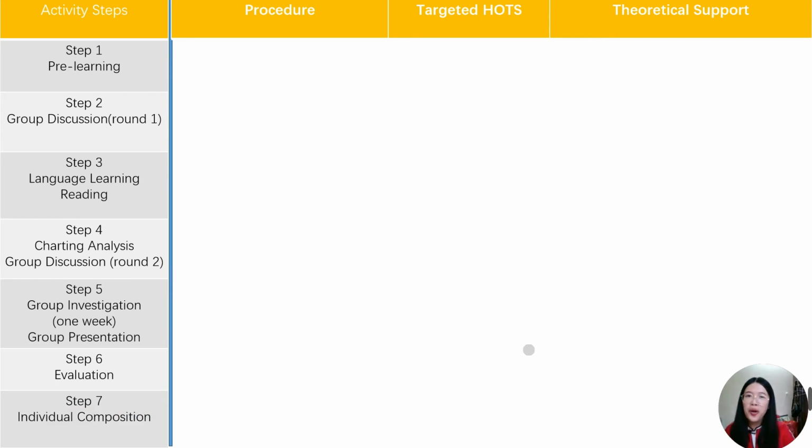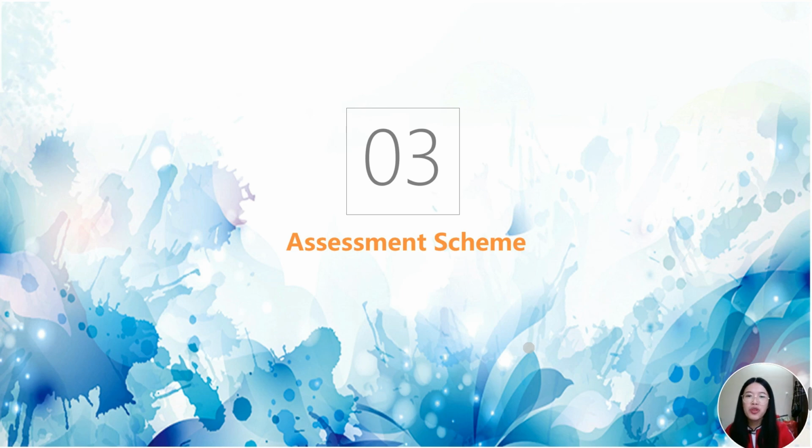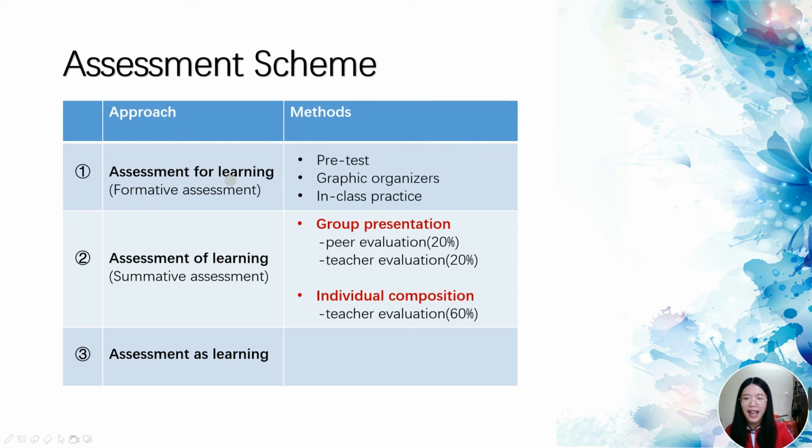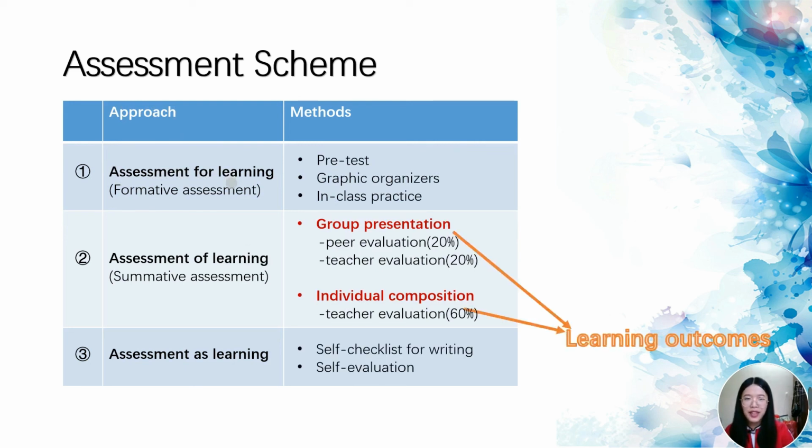Okay, that's all for the 7 steps of our learning activity. Now let's move on to the assessment scheme, which, as you can see, consists of 3 approaches. They are assessment for learning, of learning, and as learning. And these are the 2 expected learning outcomes as mentioned before.